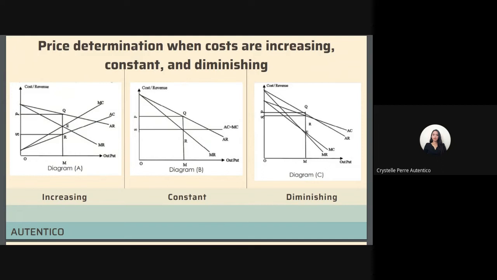And in diagram B, the price here is constant. The MC is constant and is parallel to the x-axis. The MR and MC are equal at point R, and the total profit here is the PQRS. And in diagram C, the price is diminishing or decreasing. The point E is much lower compared to the first diagram that we have seen earlier. So next slide, please.